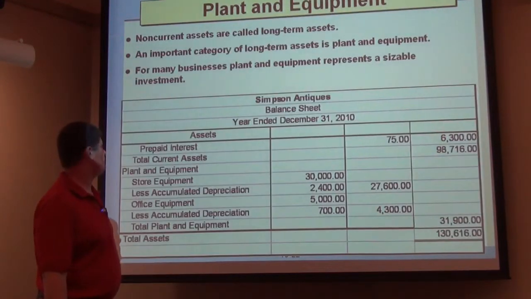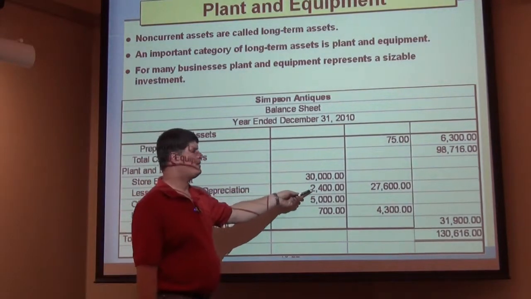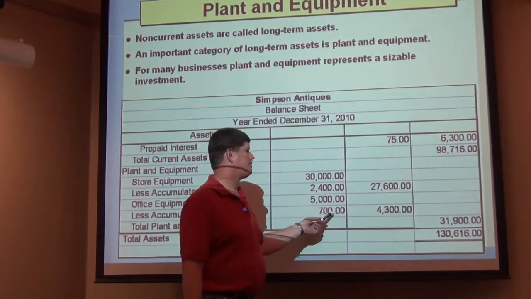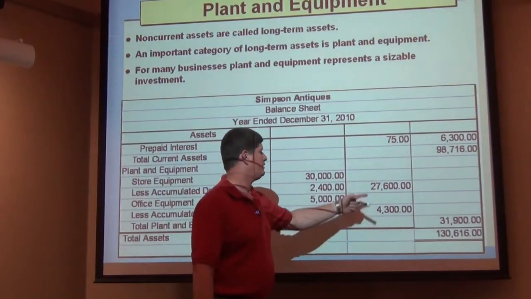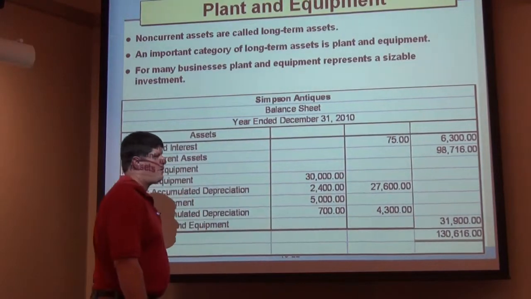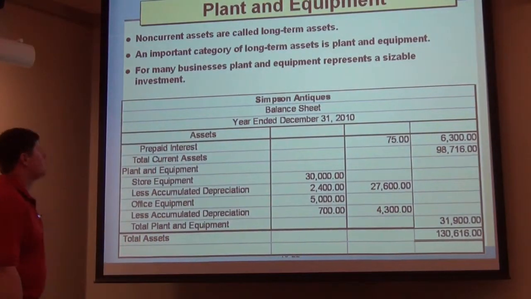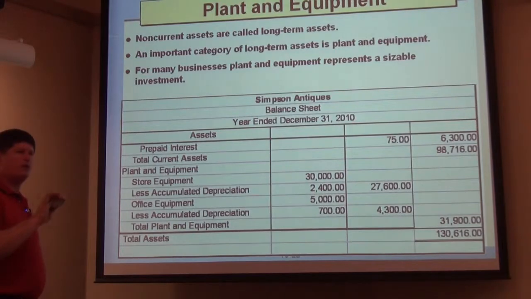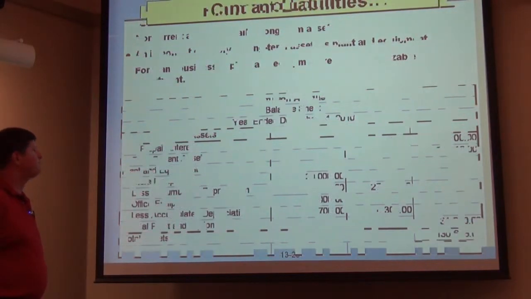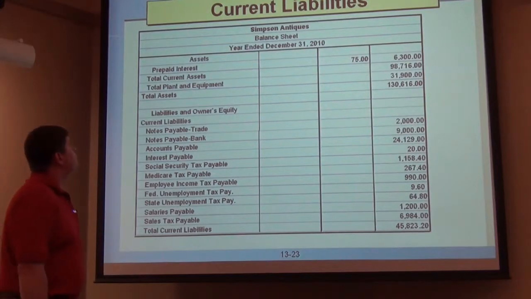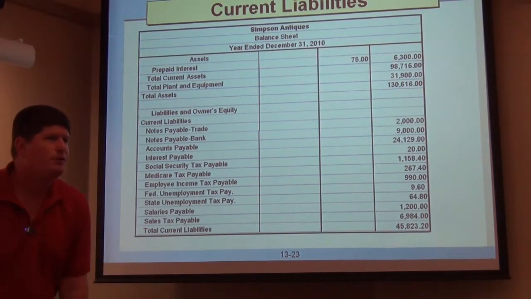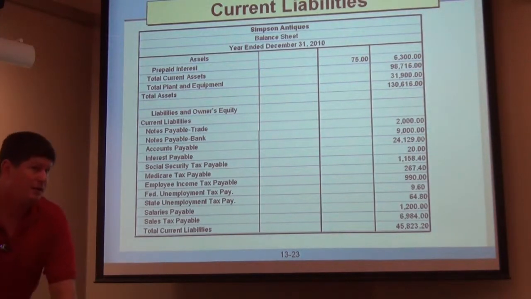Here on the next page, equipment less accumulated depreciation gives me the book value. Equipment less accumulated depreciation. And then I add those together and I add everything out here. Okay? Make sure you do your homework because we'll go over it next time and you'll get more practice with it. So just like we break our assets down into current and non-current, we're going to do the same thing with the liabilities.